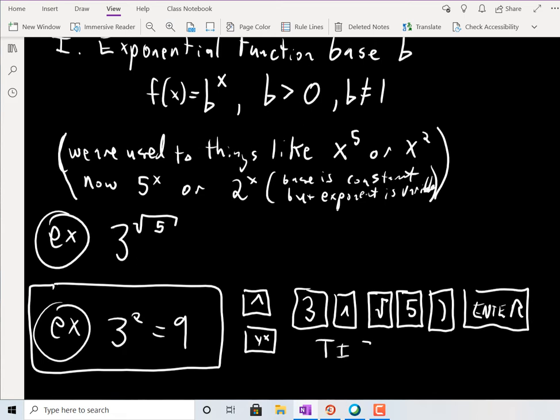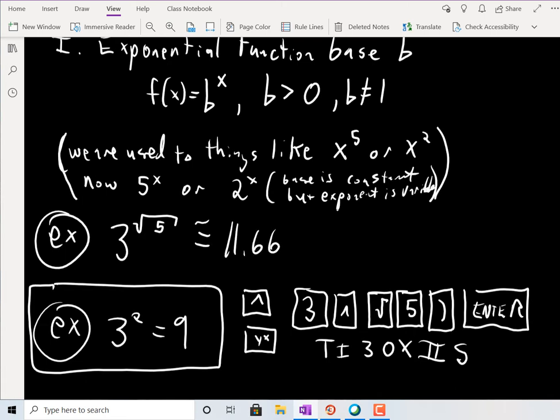It's a calculator which I don't recommend, but it can get you through hard times when my other calculator's dead and not working anymore, so I have to use this one. Anyways, we type that in, push enter, and you'll get about 11.66.